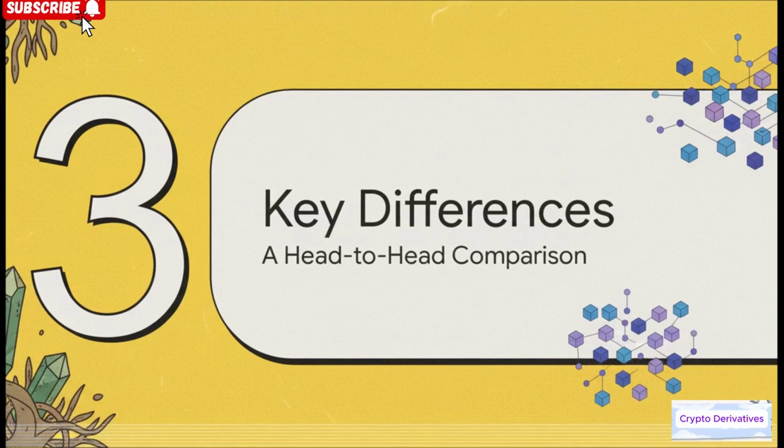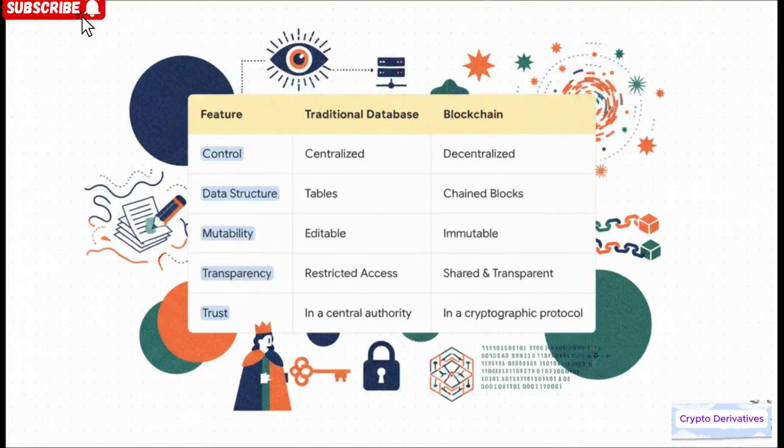Okay, so we've got the ACID model and the SALT model. Now let's put them side by side to really see how they stack up against each other. Now this table, this is where it all just clicks into place. Look at control: one boss versus a whole network of peers. Look at mutability. One is designed to be edited, the other is designed to be unchangeable, or immutable.